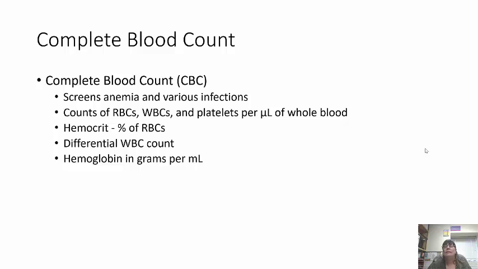And a differential white blood cell count, which again tells you how many of each white blood cell you have. And then it can compare it to the normal count and determine if anything's high or low, and then go from there for your diagnosis. And finally, it tells you your hemoglobin, so how well oxygen is getting carried to your tissues.